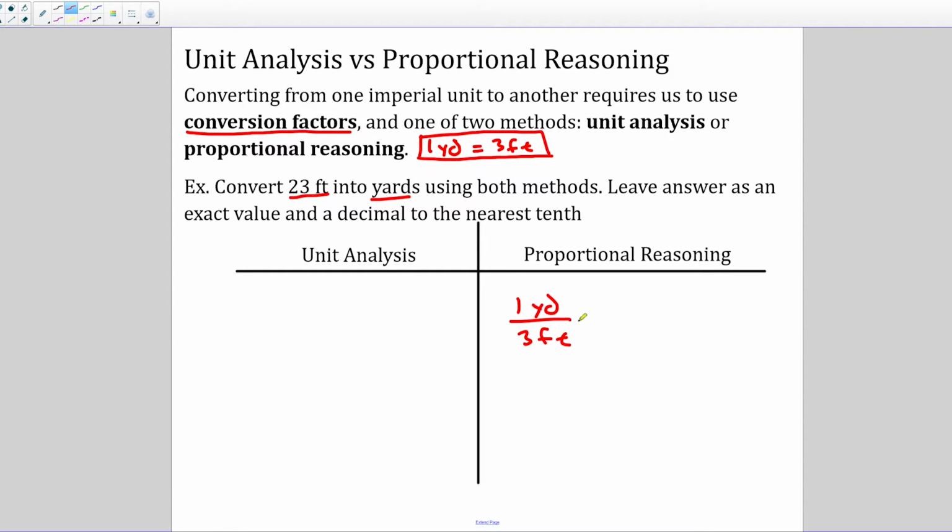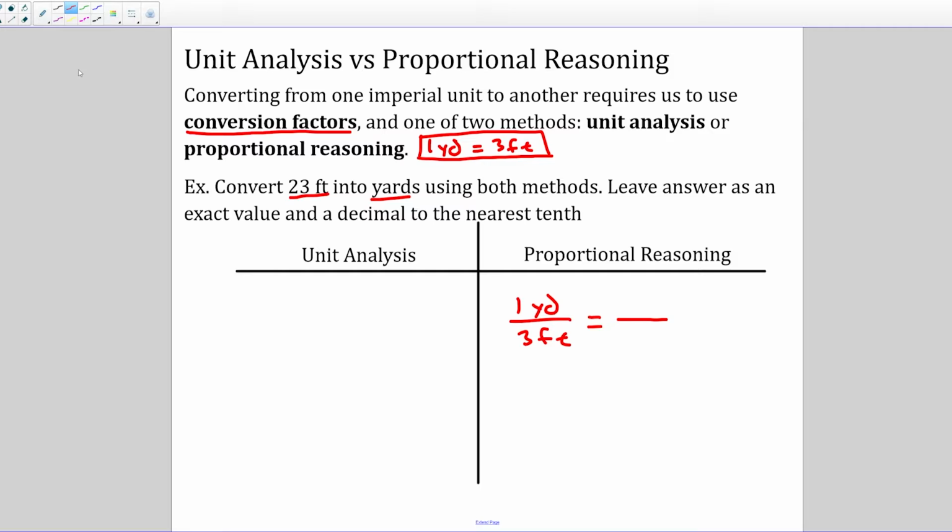Now, since we want to set this up as a proportion, we want this to be equal to whatever we are starting off with. So in this case, we have 23 feet. Now, the question that we typically get is, how do I know if I put my yards or my feet on the top or the bottom?